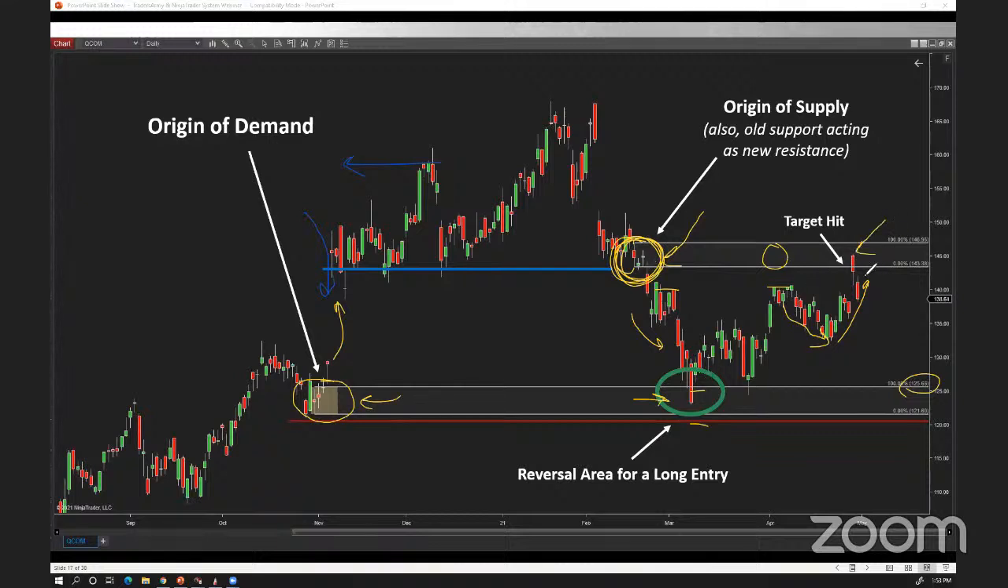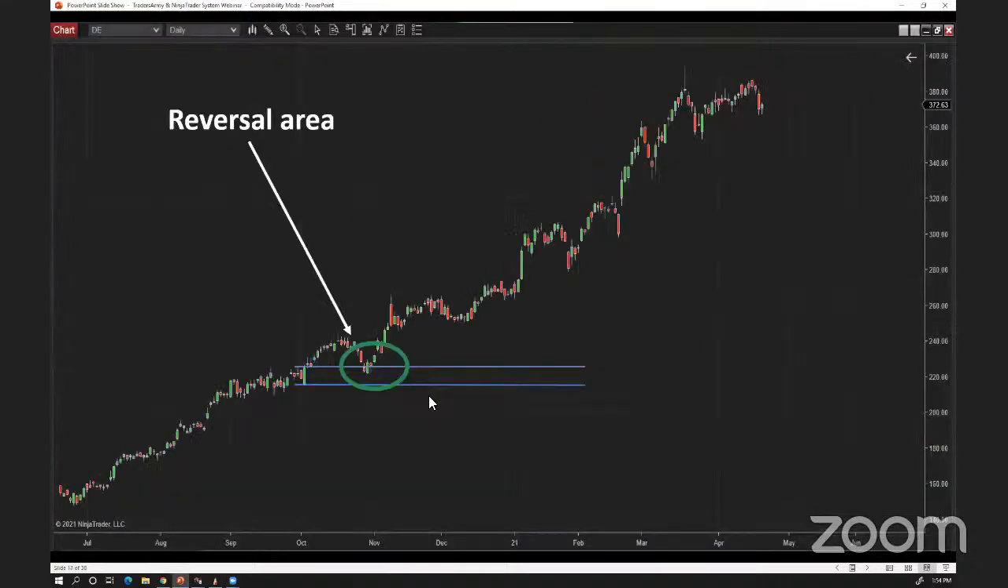This was actually a short opportunity in two different, however you want to say this, ways. The origin of supply, this is the first retest. You could also say, well, this is old support acting as new resistance. And those two go hand in hand. But it does represent the highest quality, highest probability turning point, because it's the first time that price has been back to this area, giving us an opportunity to sell where we know that there were some unfilled sell orders in that 143.38 area.